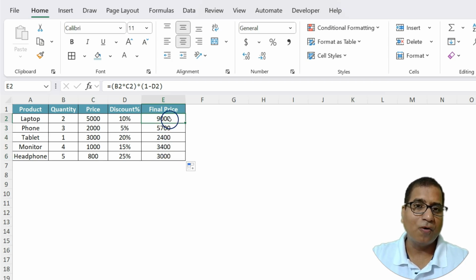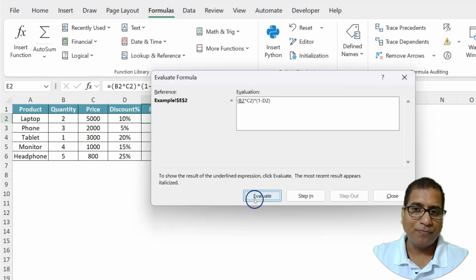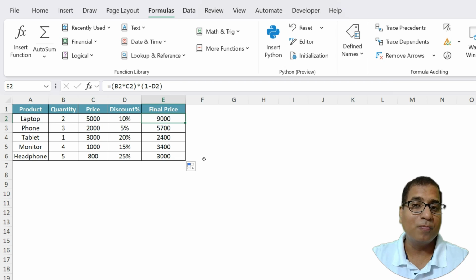Again, let's select this formula and go to formula bar, evaluate. This time, let's see how it is working. 2 multiplied by 5,000, which is 10,000. Then it is not multiplying by 1. Instead, it is now going to evaluate this, which is 1 minus 0.1, which is 90%, right? Then it is multiplying 10,000 with 90%, which is 0.9. And that's how we are getting the answer as 9,000. So that's the importance of BODMAS rule.